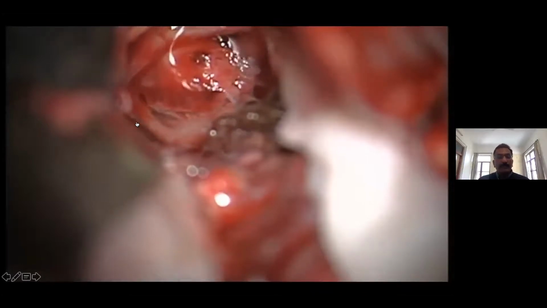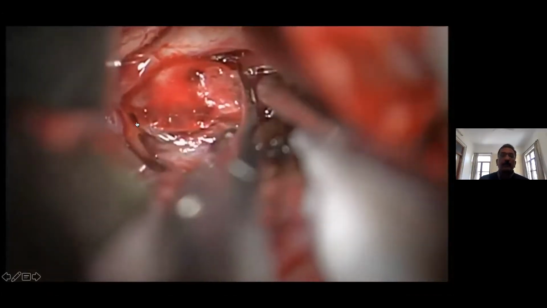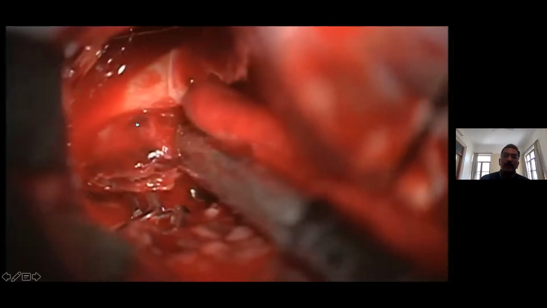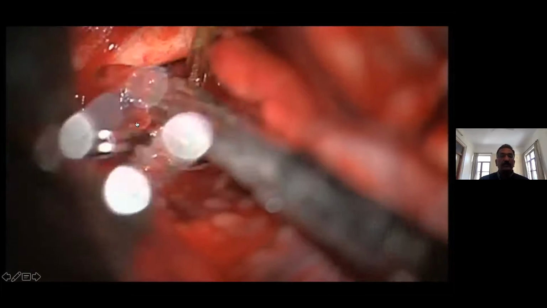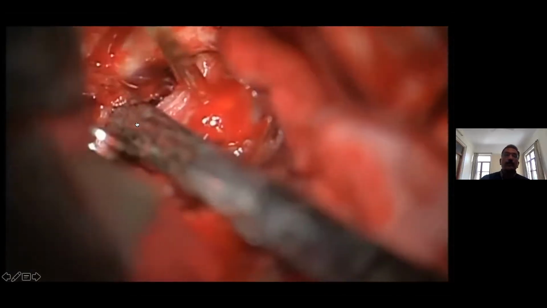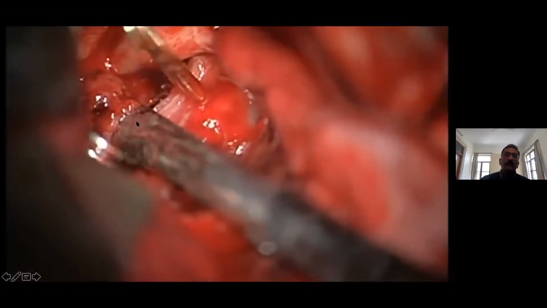So as soon as the clip is applied here, I thought it was a perfect position to apply a clip, one proximal, one distal, very gently, and then suddenly the whole thing avulsed. So then I had to take proximal control in the neck. You see the whole fundus got avulsed. And so we have put proximal and distal clips, and then just the fundus got avulsed here.